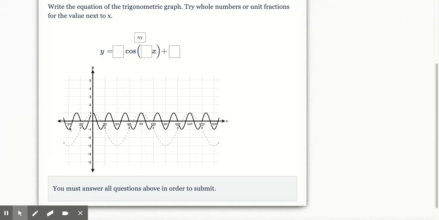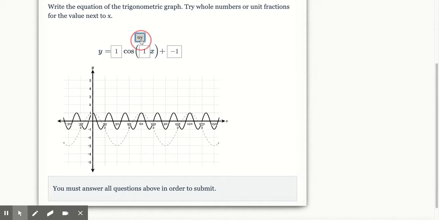And so usually I go for the midline first. I think that's the easiest thing to see. It's obvious to me, since the graph goes from -3 to +1, right? And you got to focus on the dashed graph. The middle of that would be -1. So on the end here, I can type -1. And honestly, these other boxes, at least for now, just leave them as ones. And you can hit try.